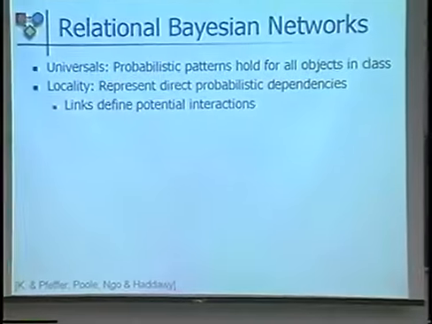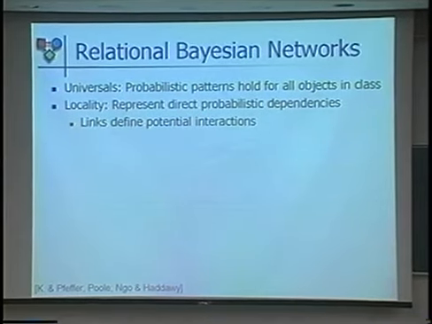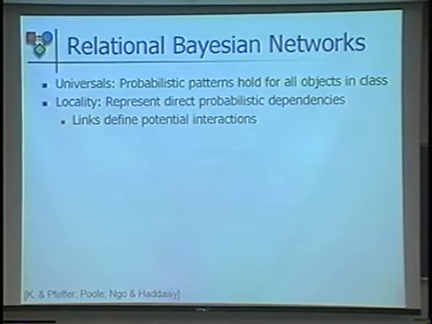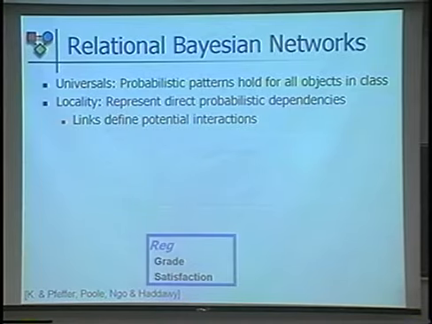From the Bayesian network side, we're going to take the notion of locality of probabilistic influence, in that we're going to assume that probabilistic influence holds only locally. Each attribute depends only on a small subset of other attributes. But the interesting thing is that the locality here is going to be defined by the relational structure. That is, the things that one can depend on directly are the things to which you're linked. So let's make this a little bit more concrete.